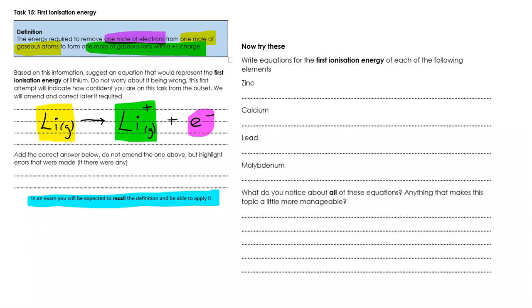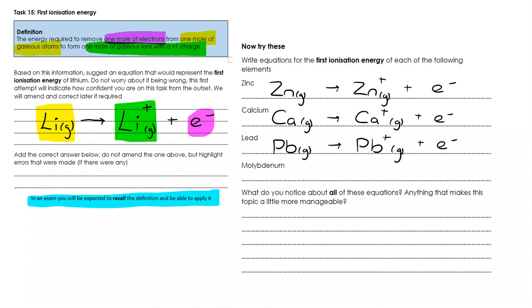In the first instance, we've got zinc. So we're going to go Zn to Zn+ plus e-, but we haven't fulfilled the criteria of the definition because the definition tells us the atoms and ions are gaseous. So I put the state symbols in. When I look at calcium, I'm going to go from Ca gaseous to Ca+ gaseous and e-. And we do the same thing with lead, Pb to Pb+, and molybdenum, Mo to Mo+.